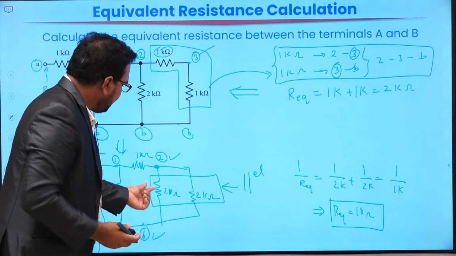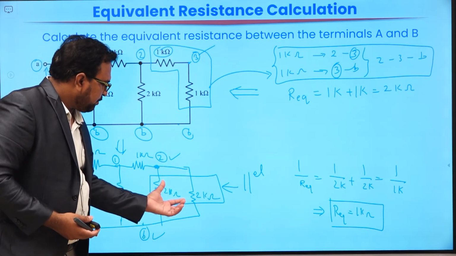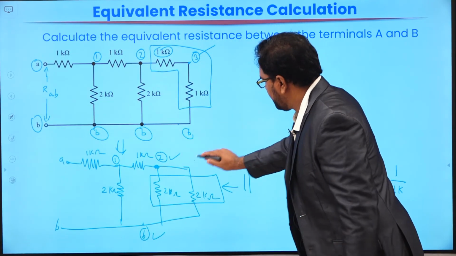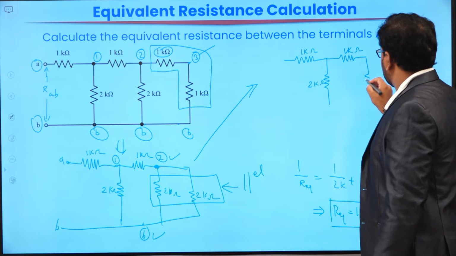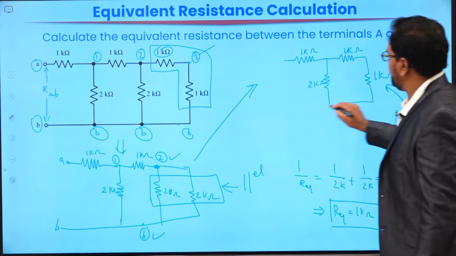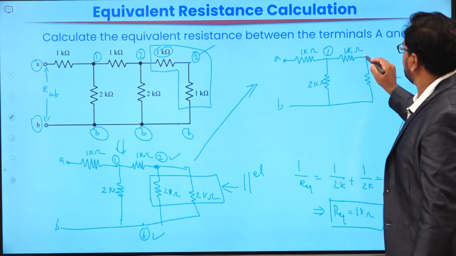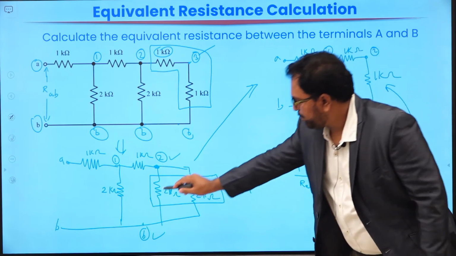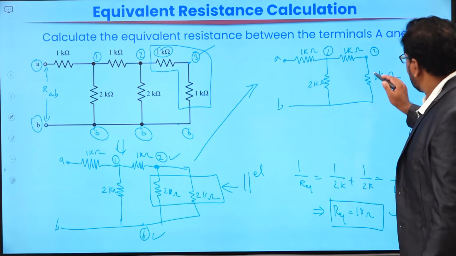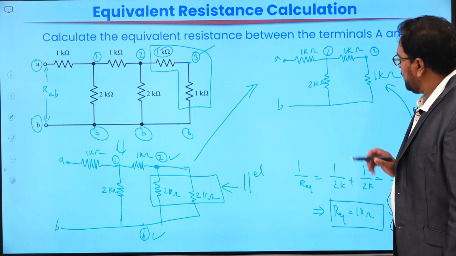Okay, that means you can remove the two resistors that are in parallel, and you can replace this with an equivalent resistance of value 1 kilo ohm. So now this circuit can be replaced as a single resistance of equivalent value 1 kilo ohm. Okay. Now the circuit is simplified further. So we are going to remove these two resistances of value 2 kilo ohm, and we replace that with a single resistance of its equivalent value 1 kilo ohm, like this.